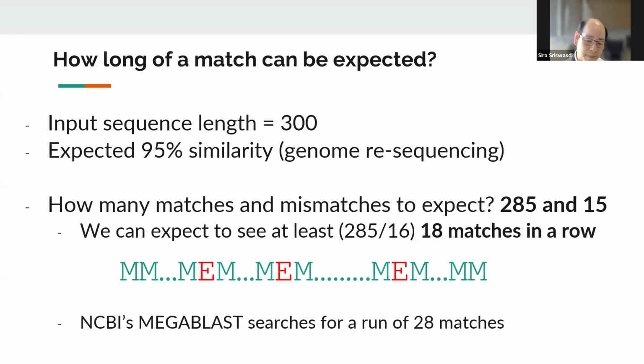So in this case, you might expect 95% similarity. Since we expect 95% similarity, from 300 nucleotides we are going to expect 285 positions to be identical, and 15 positions might be different, maybe because of mutation, maybe because of sequencing error. But we only expect 15 positions out of 300 to be different.